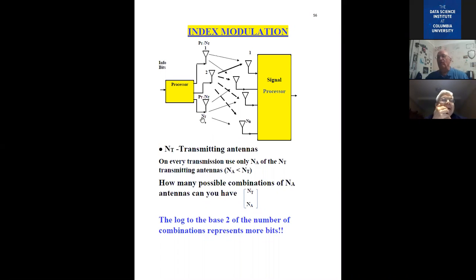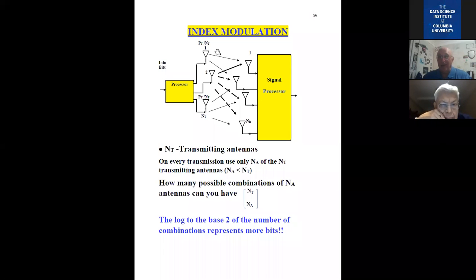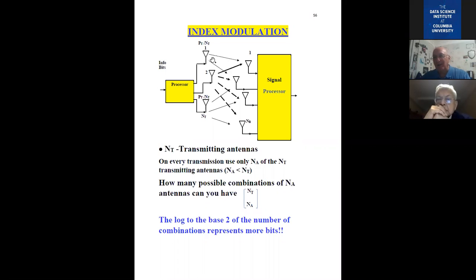And what you do is you assign to each one of these combinations, for example, suppose I could have 8 different combinations. 8 different combinations means 3 bits. So at the other side over here, not only am I detecting the actual modulations, but I'm actually trying to figure out which of the antennas was used. And if it could have been one of 8 possible antennas or one of 16 possible antennas, it's an extra 3 or 4 bits. And so this is an interesting way of having more bits.